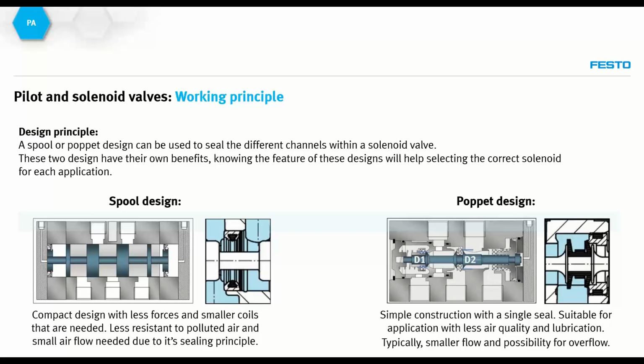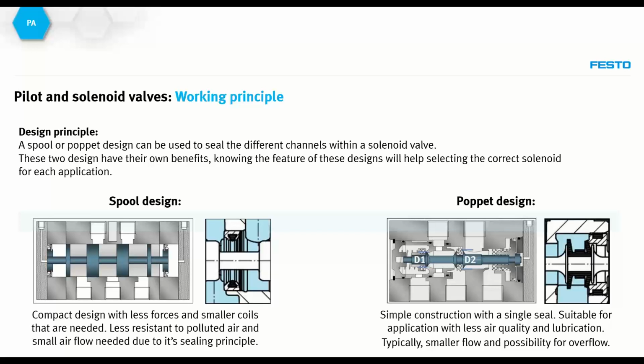So for the majority of applications where air quality is well maintained and correctly applied, these valves are really effective and can also be used in compact solutions to have a high density of solenoids in a certain area.